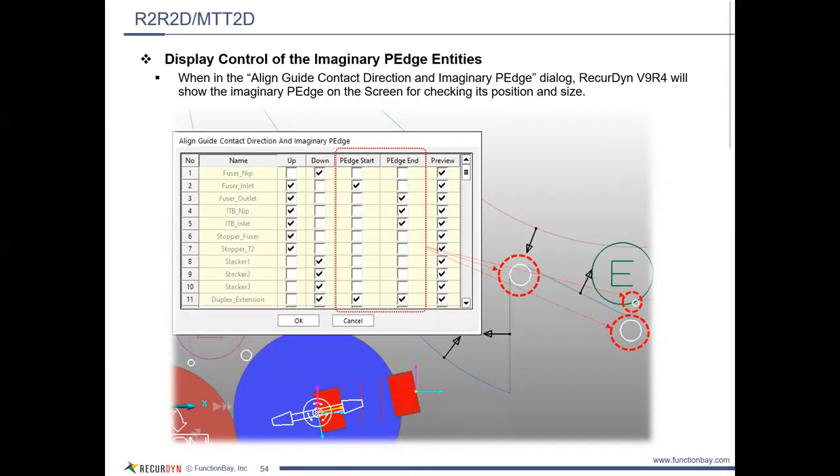And then with the media transport toolkits, we now have the ability to display these what are called P-edges, and those are used just to fill in a rounded corner between straight guides. Anyway, there's the ability to define them easily, but now we've added the capability to show them on the screen to do some checking when you're doing the model creation.